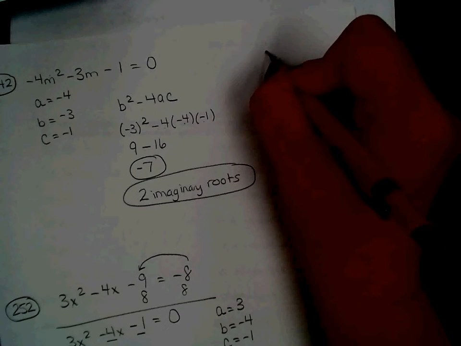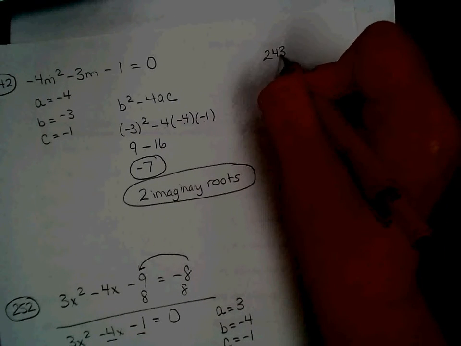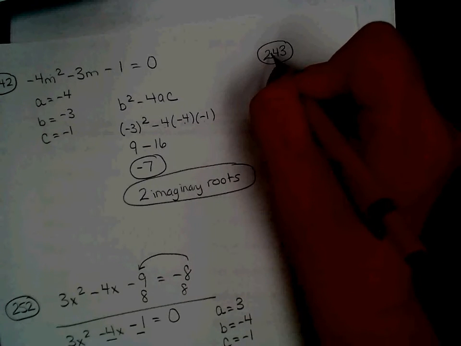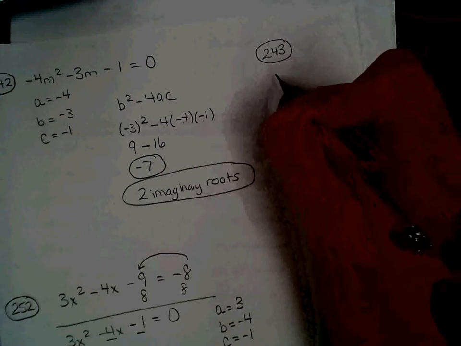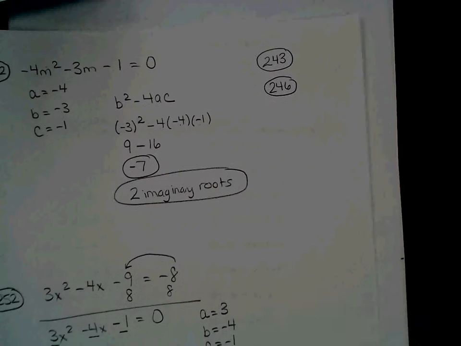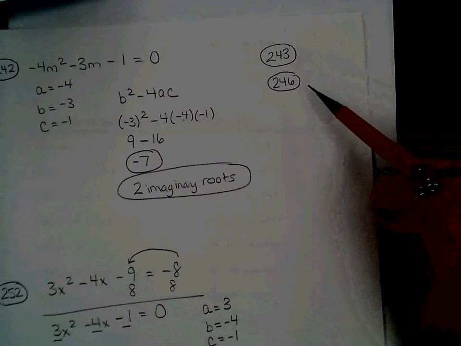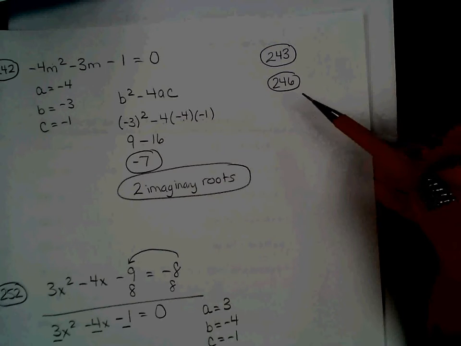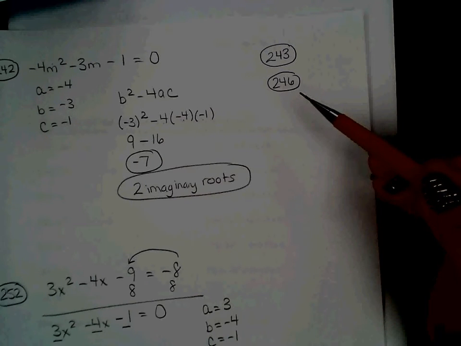Okay? I would like you guys on your own to do for me, after you find the problem number, stop the video and then you can do them. Do for me 243, and do for me 246. Okay. On your own, do 243 and 246. Stop the video and work those, and then come back.